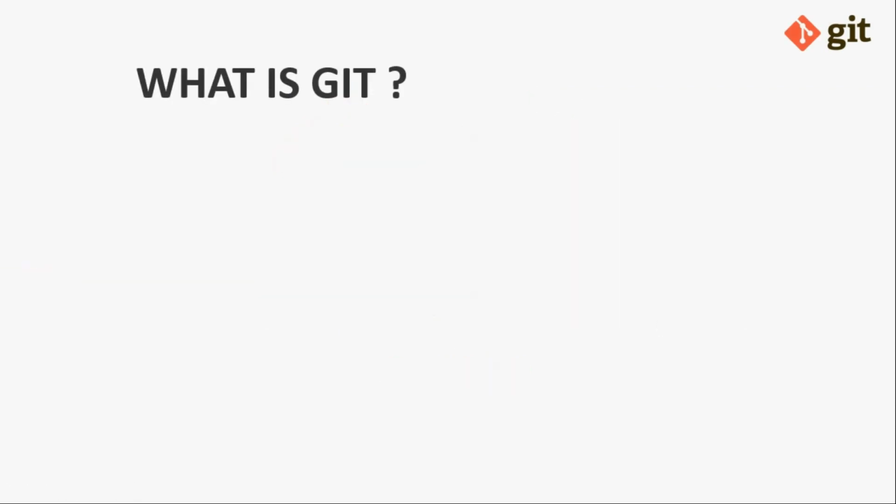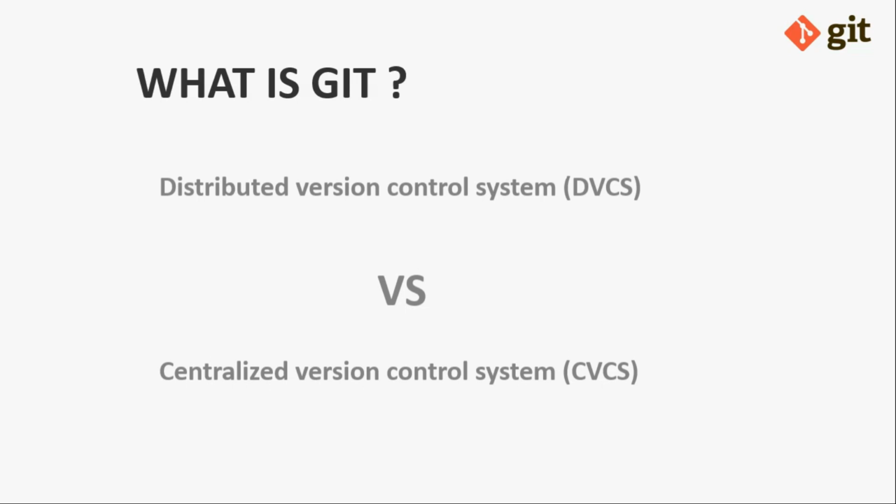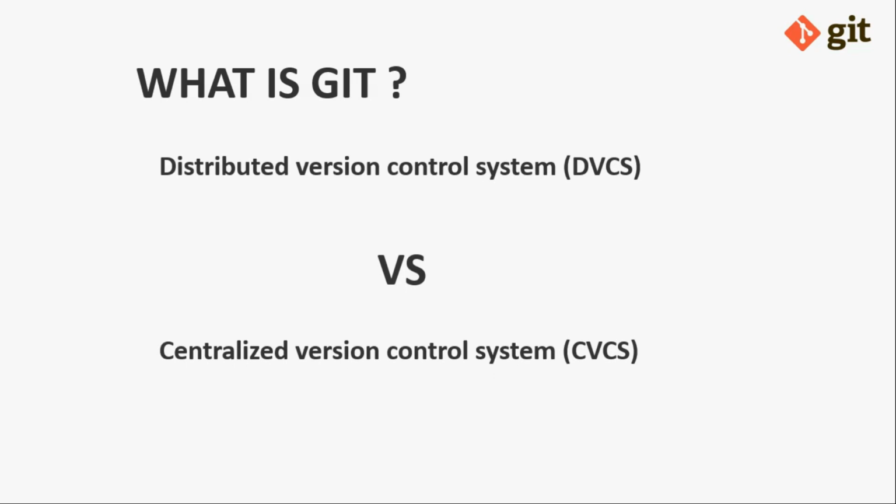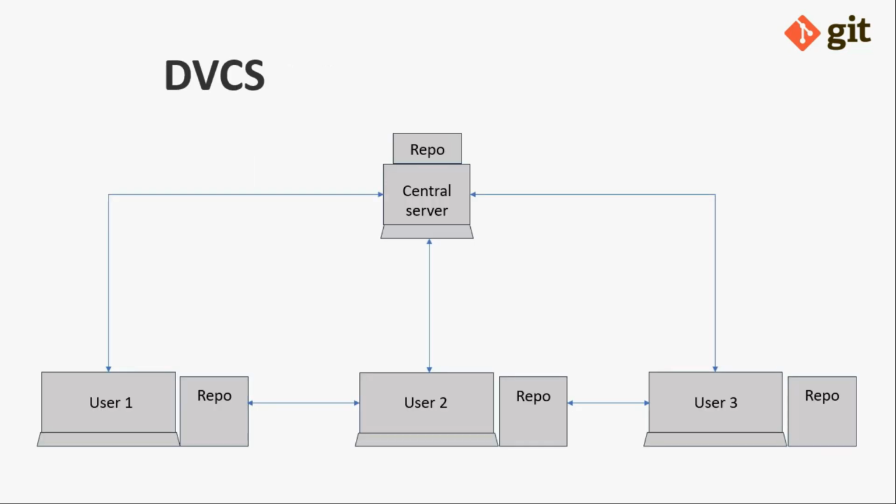Git is a distributed version control system that helps developers track changes made to their code. There are two major types of version control systems. We have a distributed version control system like Git, and then there is a centralized version control system like Apache Subversion. A distributed version control system, a DVCS for short, is a type of version control system that allows multiple users to collaboratively manage and track changes to files in a project.